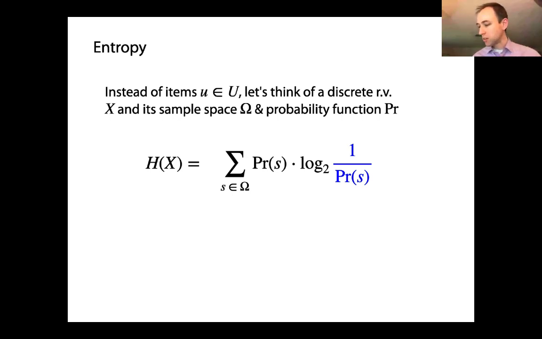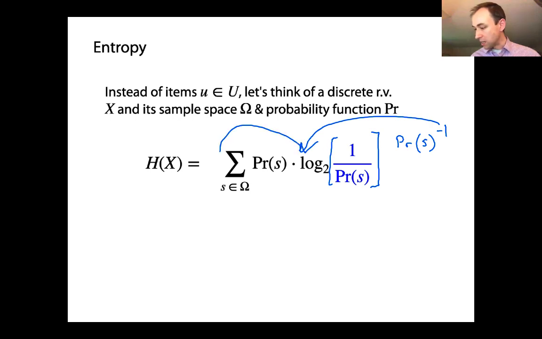Okay, so let's look at this equation. We've got the sum over everything from the sample space omega, each item in the sample space, of the probability of that item times log base 2 of 1 over the probability of that item. Okay, we can actually rewrite this a little bit. So if we consider this piece right here, this could also be written as probability of s to the minus 1, and then the log makes that minus 1 come down, and the minus 1 indeed can travel all the way to in front of the sigma.